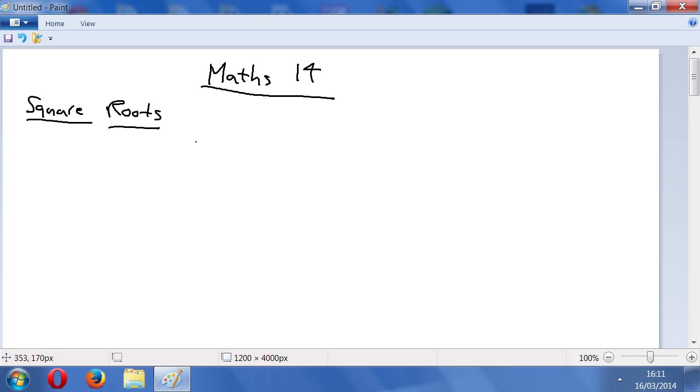So one thing we could say is that if we look at a squared, that's the same as a times a. These numbers are factors, and in a square, the area here will be a squared.